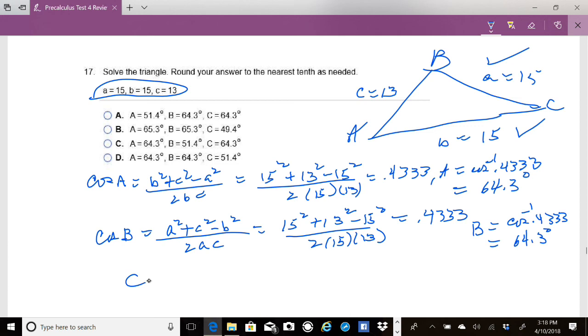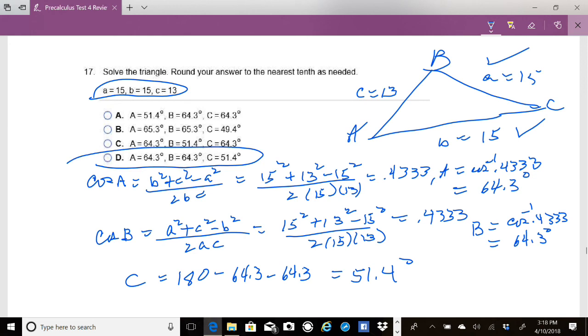And finally, C is equal to 180 minus 64.3 minus 64.3, which is 51.4 degrees. And that is answer D.